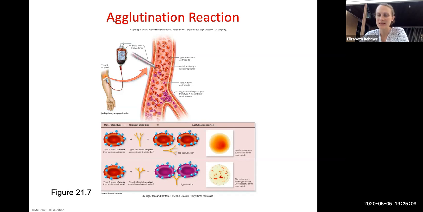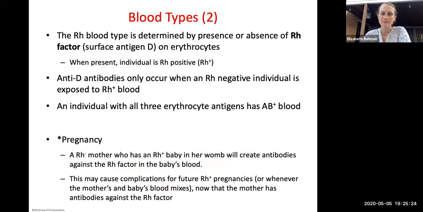And then clumping can lead to hemolysis. Hemolysis is when your red blood cells split. If your red blood cells split open, they lose their oxygen, your cells can't get oxygen, and you'll die pretty quickly. So bad blood transfusions are not good.